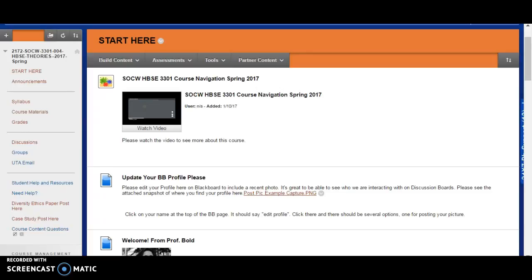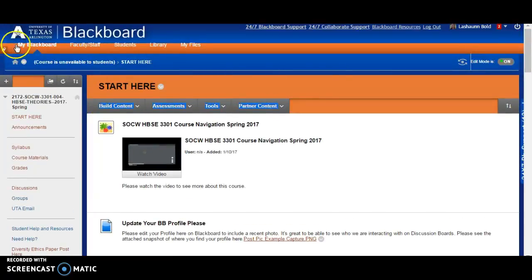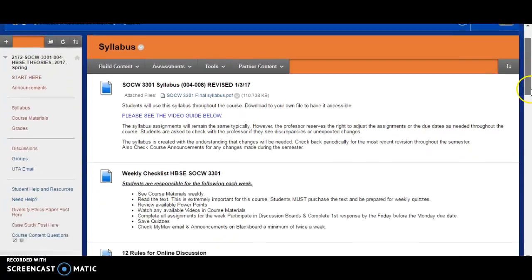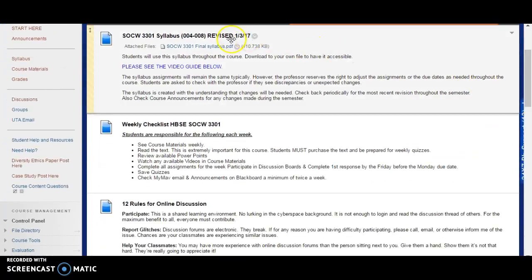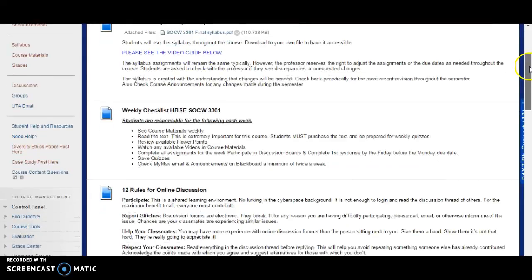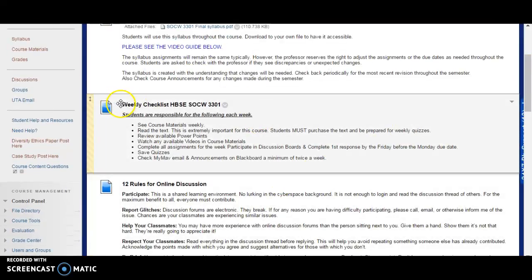I've started here in Blackboard with Start Here again, so let me scroll up so you can see where I'm at. In My Blackboard, go down here, Start Here, and then I'm going to click on Syllabus there. That's where you find your syllabus. And there's some information here before we get started on the syllabus. There's the weekly checklist right here. This will also be posted in course materials.